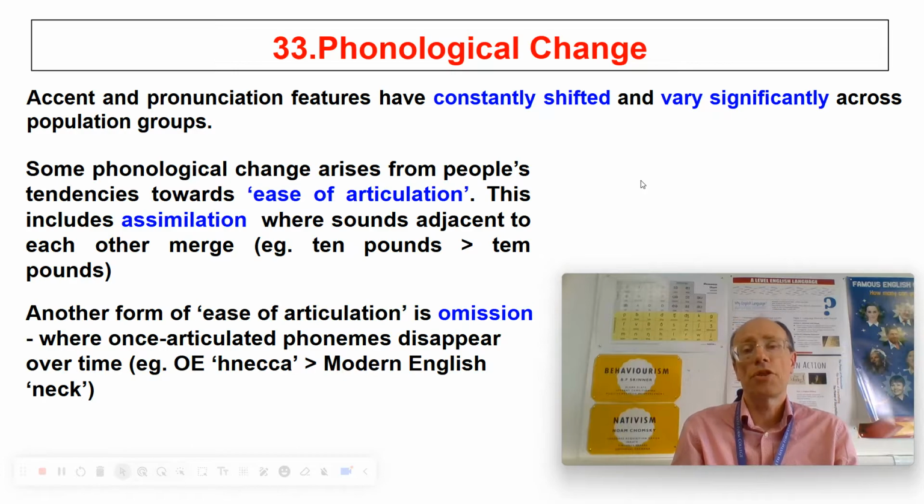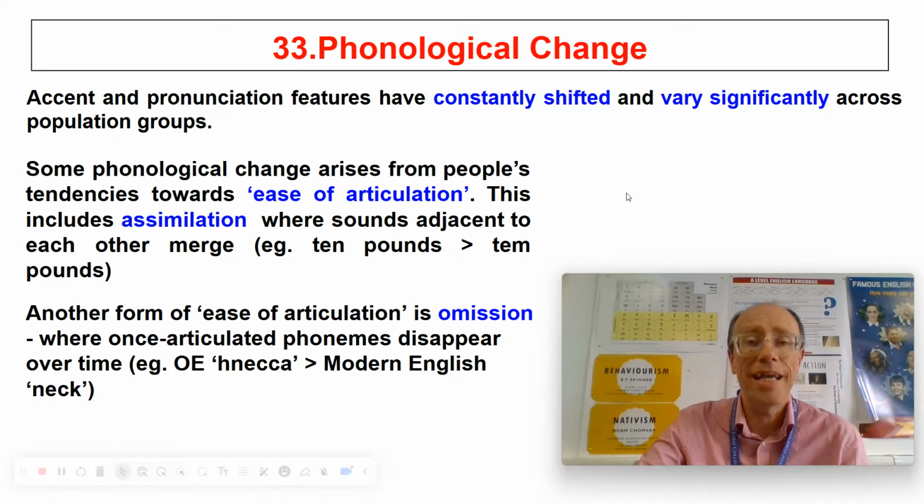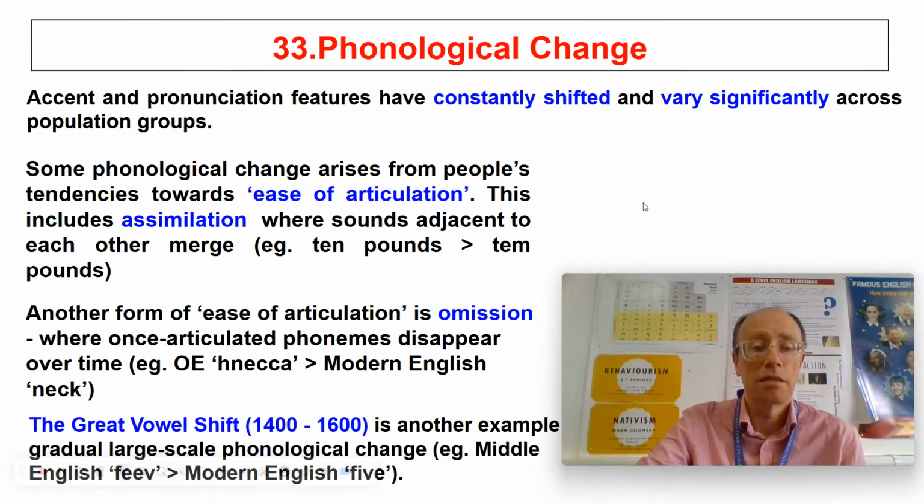Take a noun like thistle. The reason why it's spelt with a T in the middle is because in the Middle English period, the T was pronounced. Okay? And look at this, the word neck in Old English, hnecca. It was a complete pain in the neck.